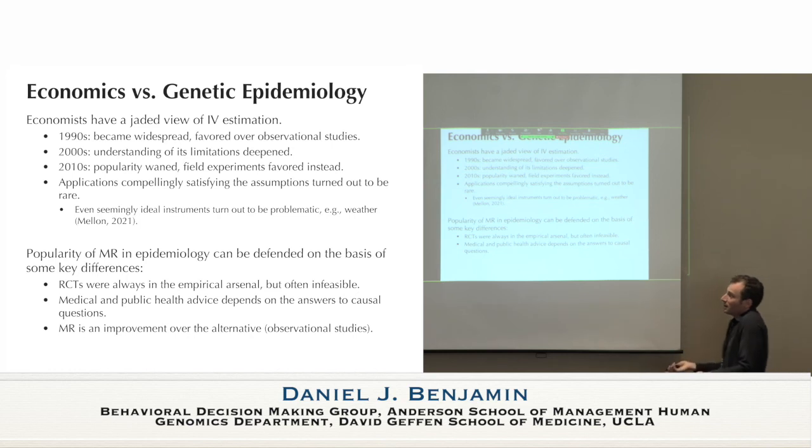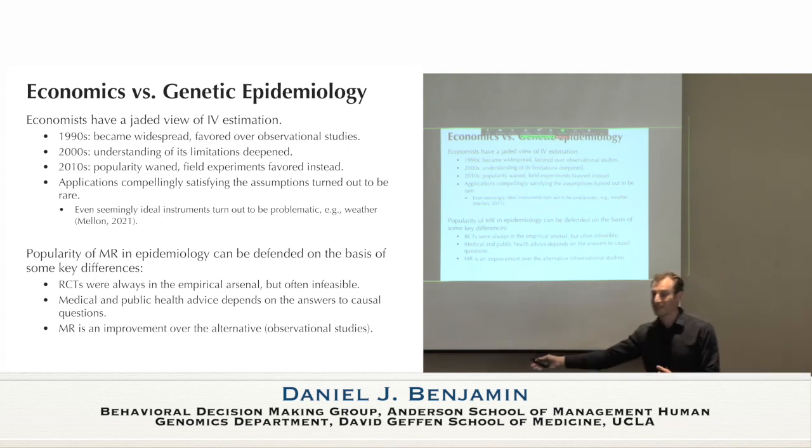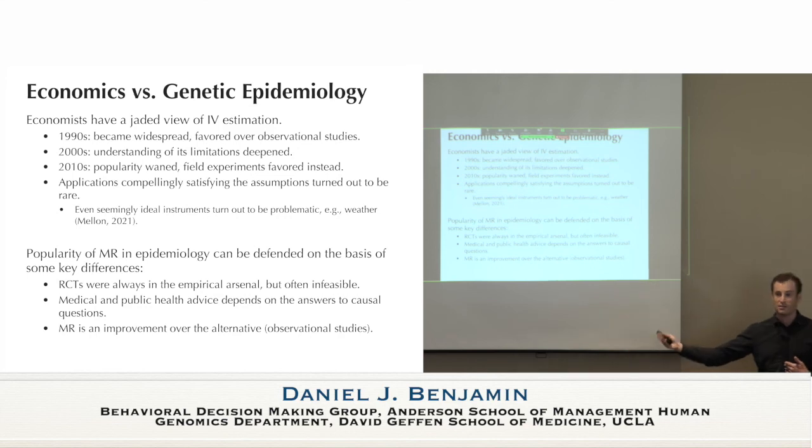And we actually need to give medical and public health advice on these important causal questions in epidemiology. So if the alternative in epidemiology is observational studies, which it often seems to be, I think you can argue Mendelian randomization is an improvement on that. Now, I'm not willing to go all the way to saying, therefore believe every MR study you see, but I think they have an important role to play.